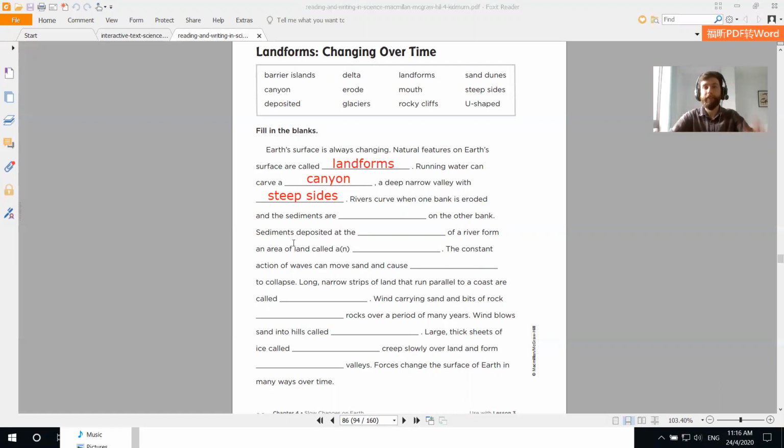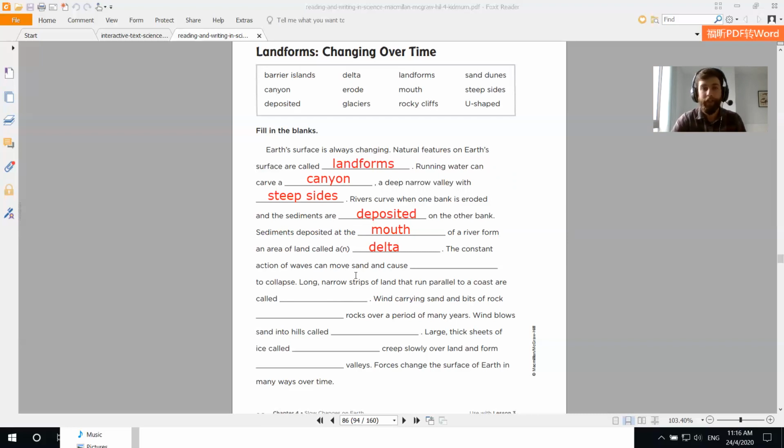This is steep. Okay. Rivers curve when one bank is eroded and the sediments are deposited on the other bank. So that's why it curves on the plains, not in the mountain. Sediments deposited at the mouth of a river form an area of land called, remember, at the mouth of a river, we always have a delta.